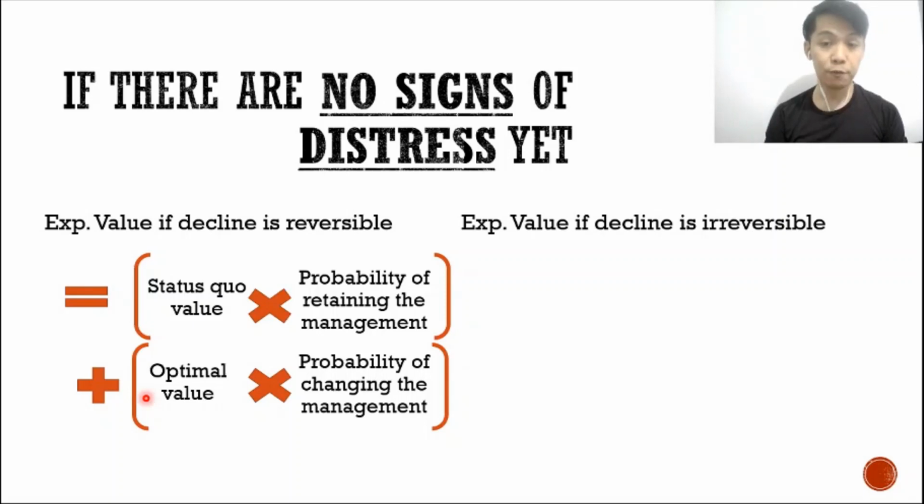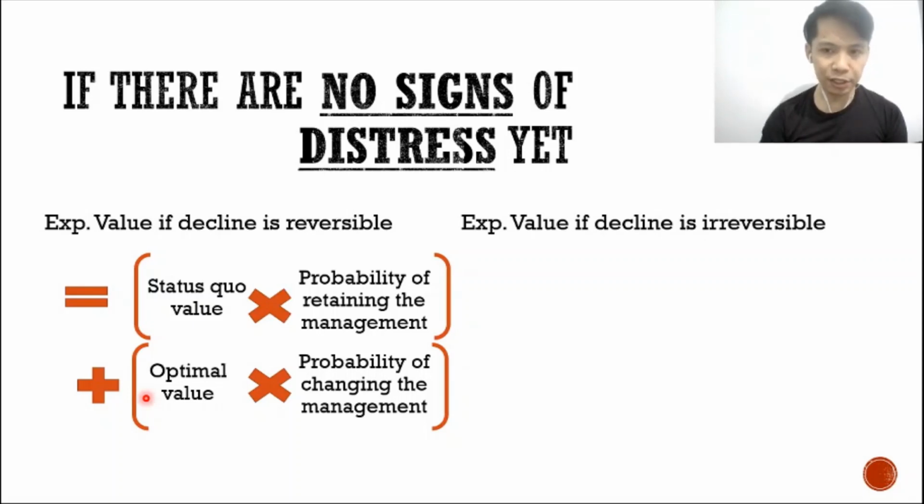Expected value of the company if decline is irreversible. So there's no danger of bankruptcy in the near term. However, there is no other way of bringing back the company to life. So say for example, maybe we are in the business of exclusively manufacturing typewriters and we do not see any possible event that we will be back to life. However, there are still a lot of typewriter sales. There's no rush for a bankruptcy.